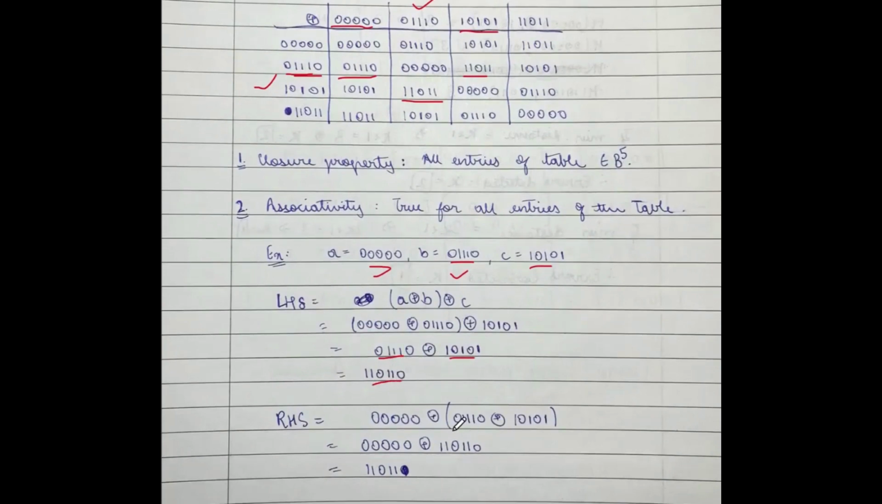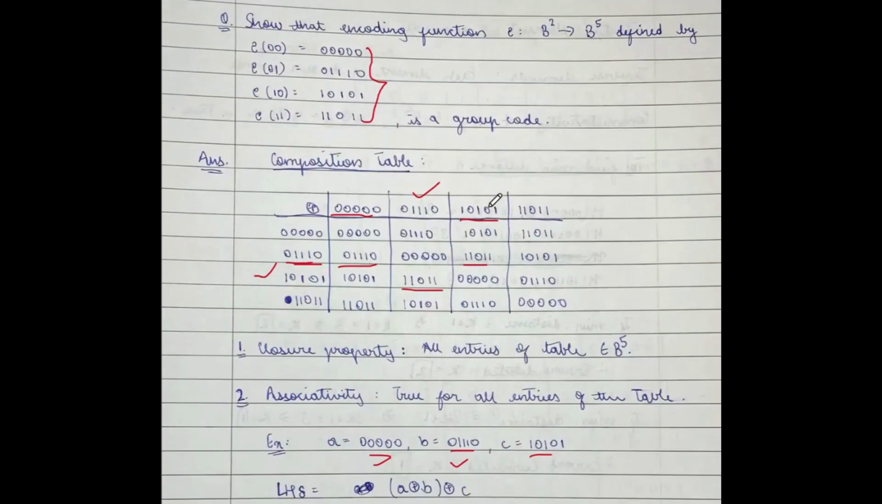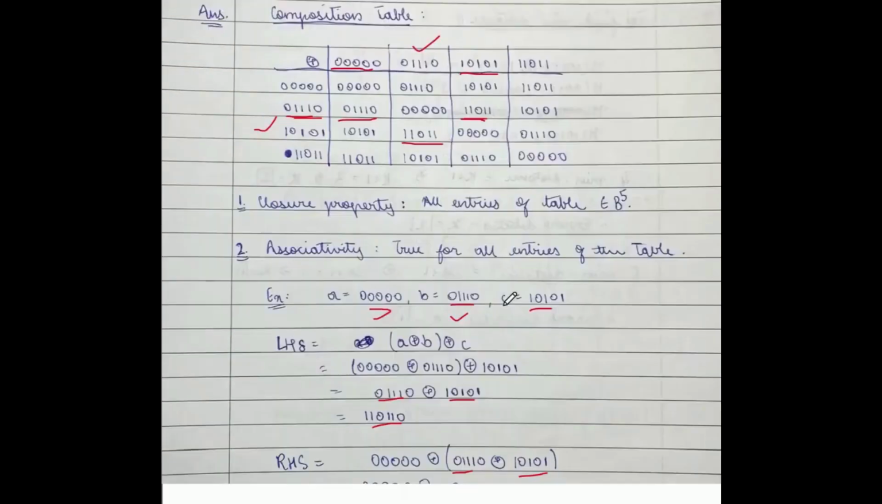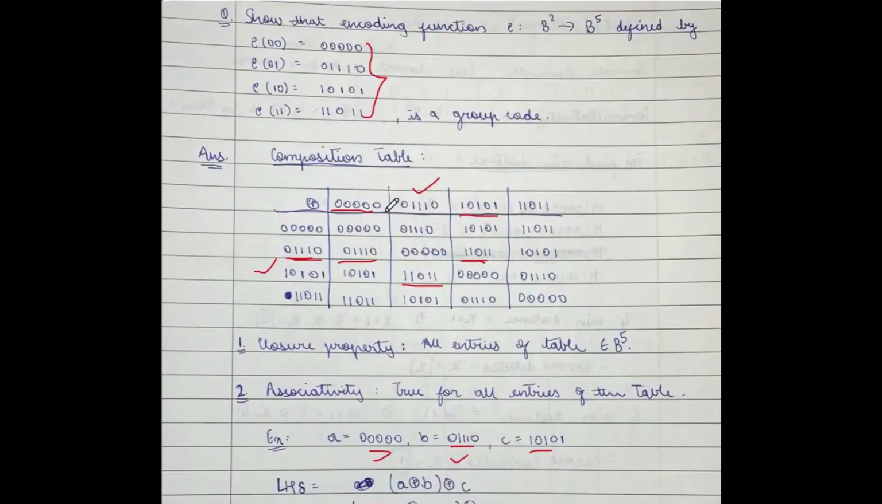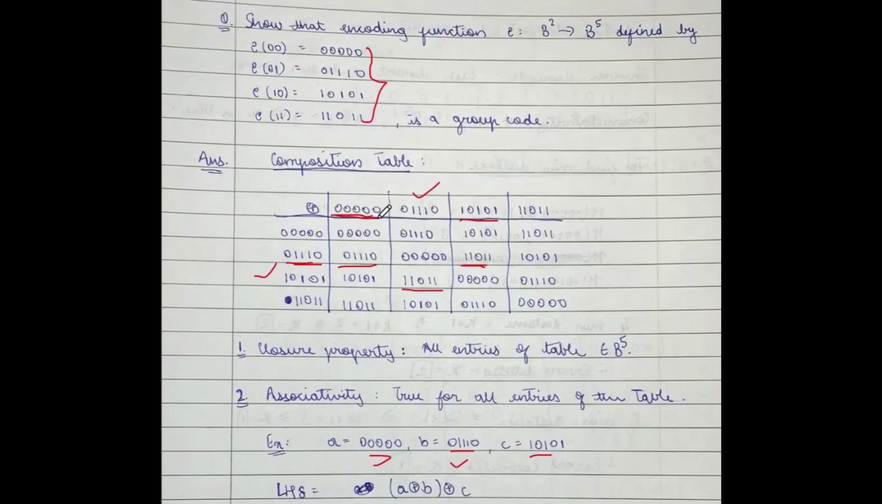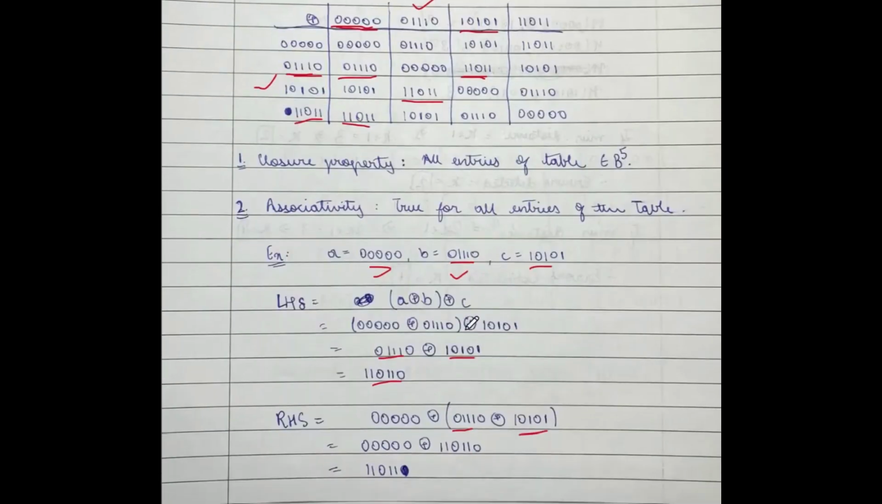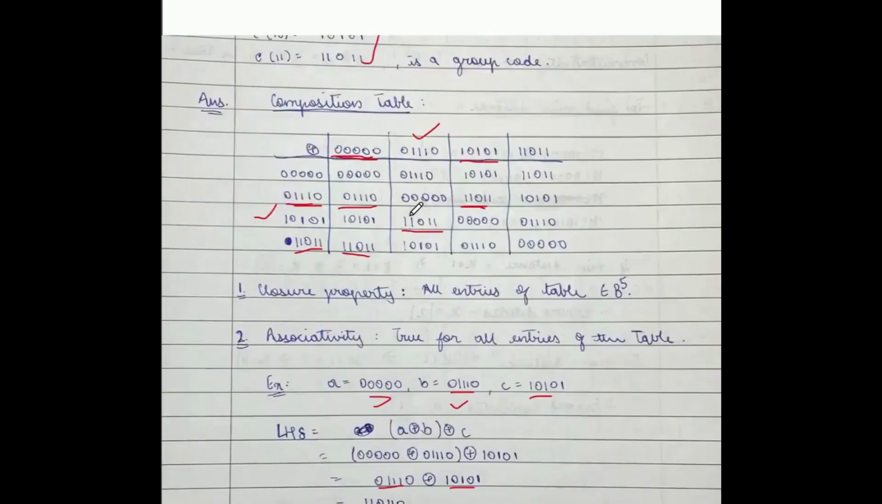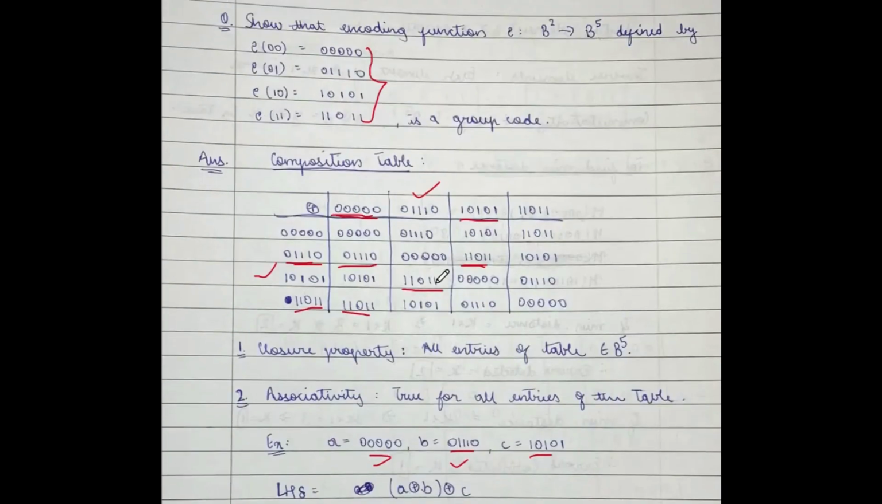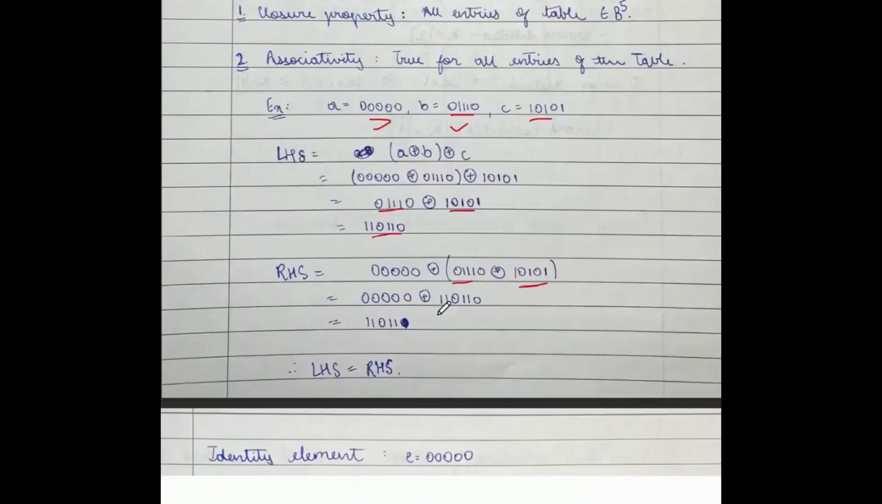Now, if we perform the addition of this and this first, we get this. So we replace that value over here and now we perform the addition of this with this. So we get the final answer as this, which is the same as RHS. And if you take any other combination of three elements, you will see that it's true for all possible combinations. Therefore, associativity has also been proved.